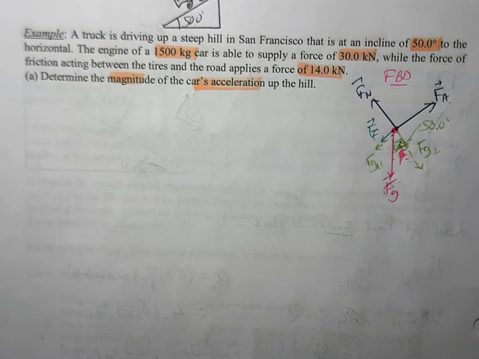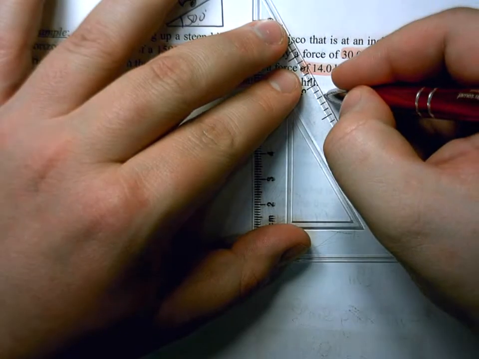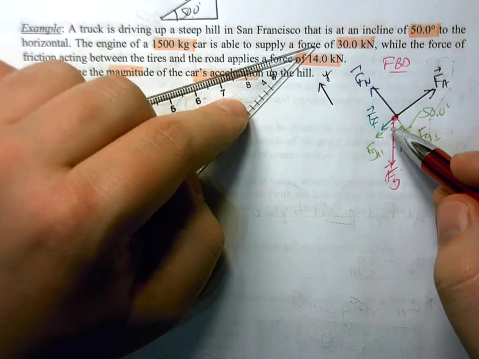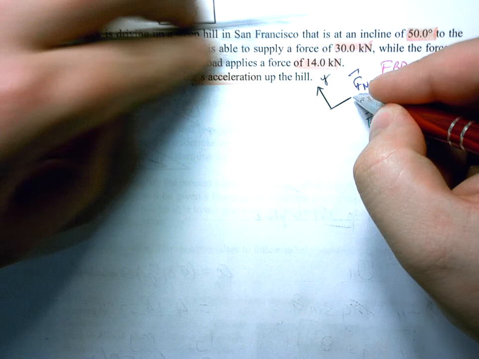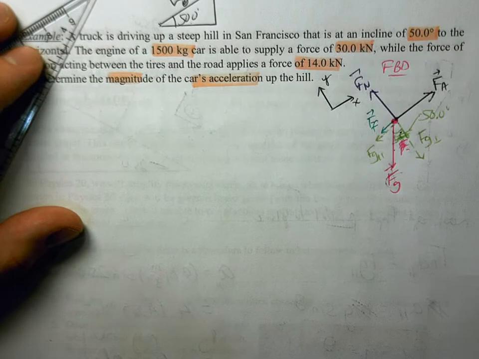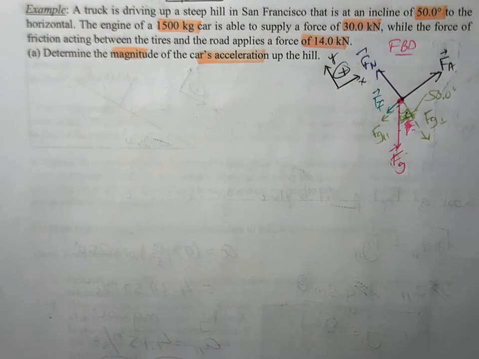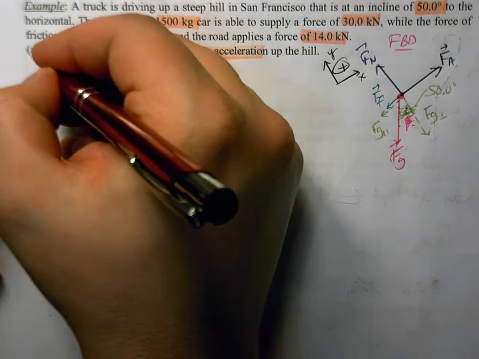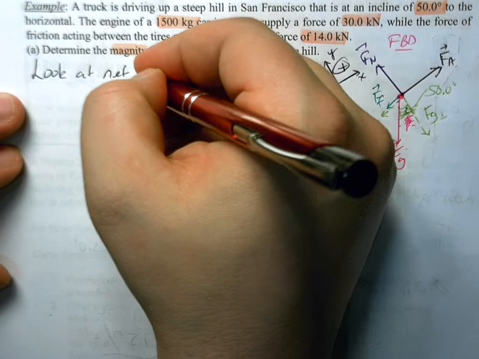So we need to call some directions positive. Again, perpendicular to this plane is going to be my Y direction. And since this thing is driving up the plane, we're going to call up the plane, parallel to that surface, our X direction. This is what we're going to call positive. So we have a lot going on here. We're going to take this really slow and go from there. So let's see what we got going on. We're going to look at net force parallel to the plane.